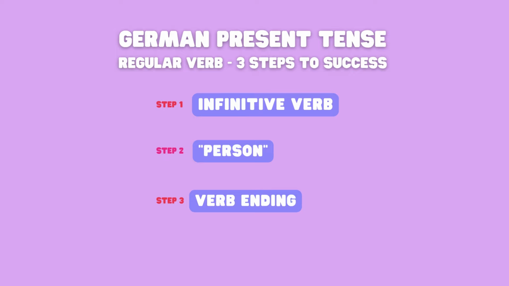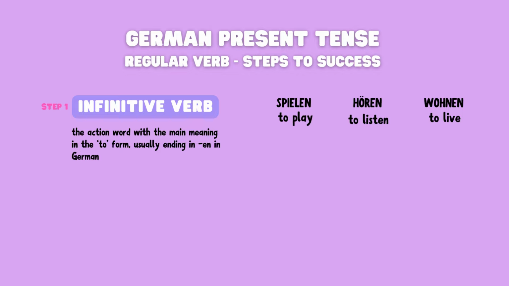How do they work? Well, you have a simple 3-step process. The first thing you need is the infinitive verb, the verb that carries the main meaning, so the activity, the action of what you're trying to say. So spielen, hören, wohnen, these are all infinitive verbs in German. They end in en and they mean to play, to listen, to live. We're going to see some more infinitive verbs later, so you can add to that list. So take that to begin.